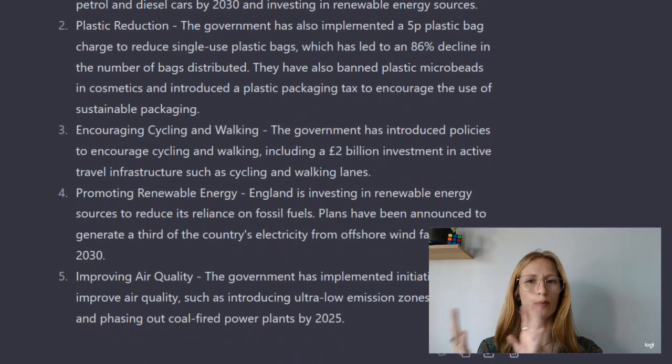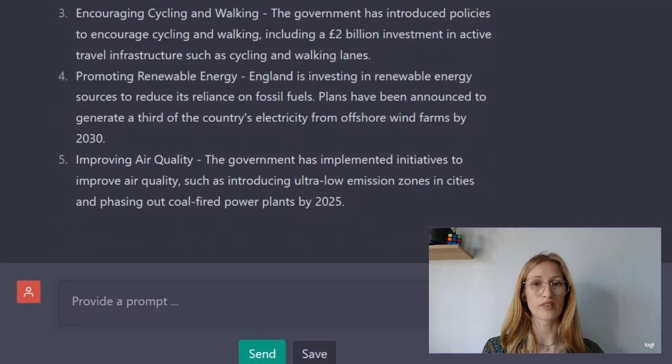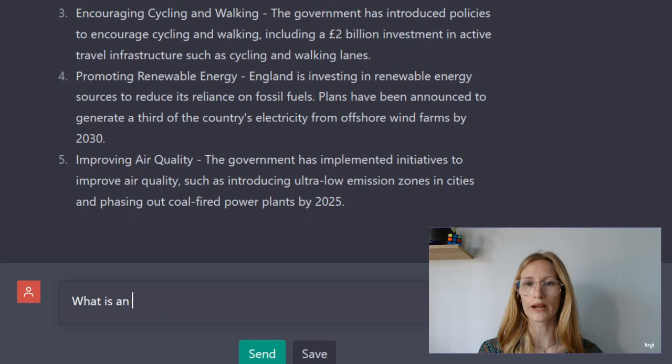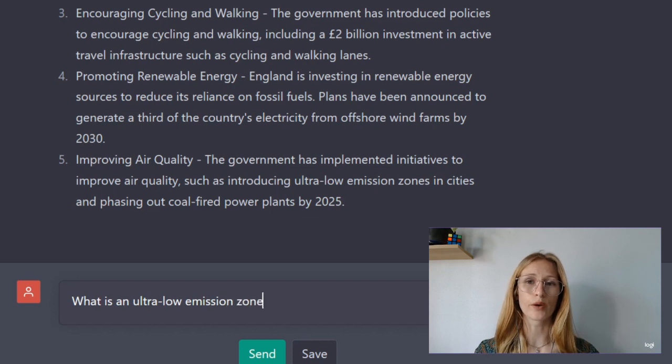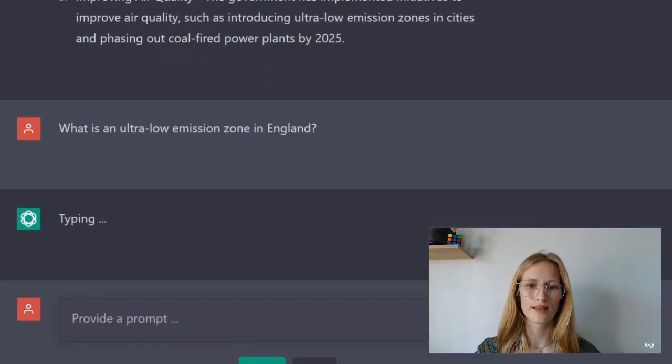That will also help you with the next stage, which is finding something within the text that you don't quite understand and asking for more information on that. So for example, I'm going to ask, what is an ultra-low emission zone in England? Again, you can see I get a really detailed answer about what an ultra-low emission zone is.